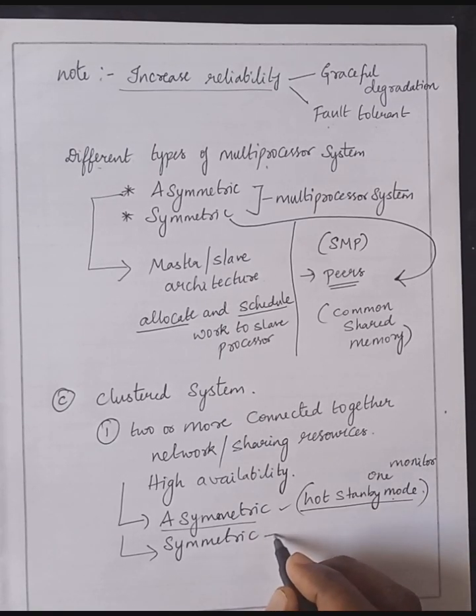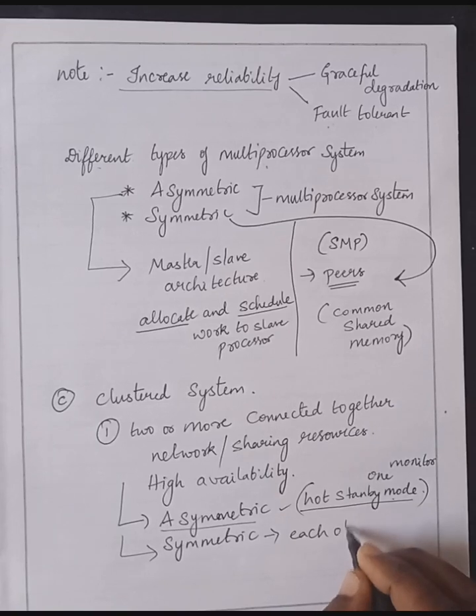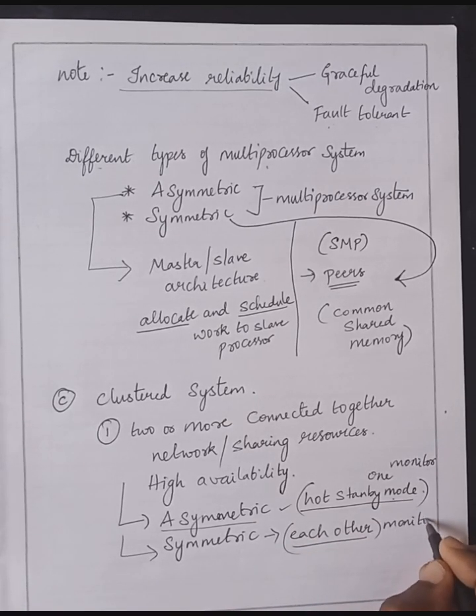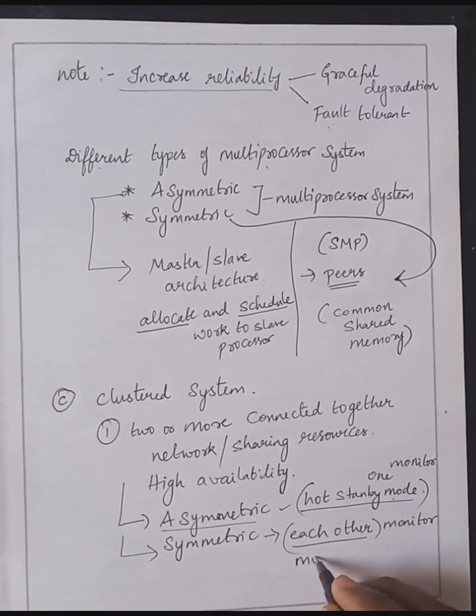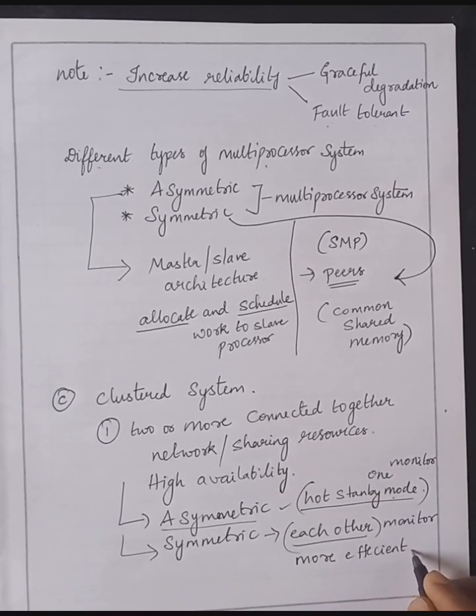Then comes symmetric. Here two or more systems running applications are monitoring each other, so there is no one acting as a server or a leader. Everybody will monitor each other, controlling and sending information to each other, and this is more effective and efficient. Why? Because there is no separate person to monitor. Everyone does their work and meanwhile monitors each other according to the requirement. So this is more efficient.